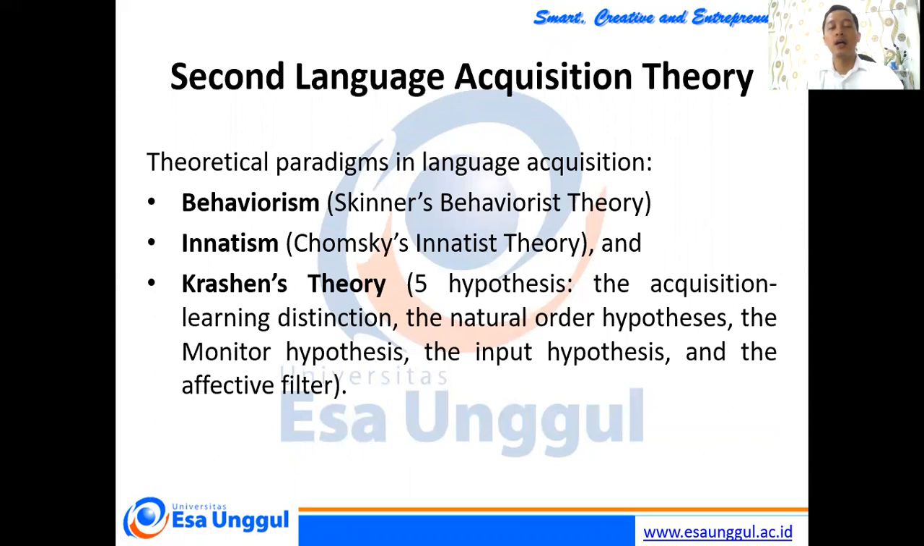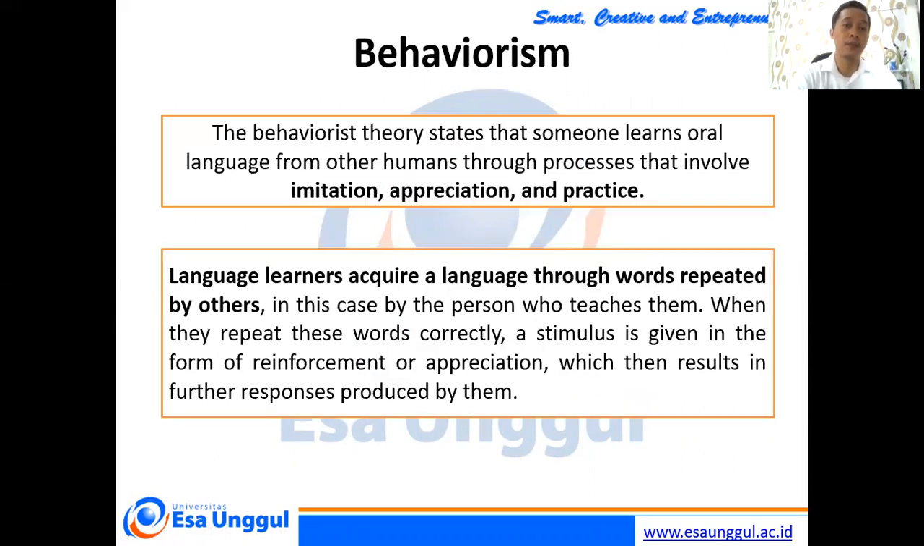We're going to be studying three theoretical paradigms in language acquisition. Number one is behaviorism, Skinner's behaviorist theory. Then innatism, or Chomsky's innatist theory, and Krashen's theory, which has five hypotheses: the acquisition-learning distinction, the natural order hypothesis, the monitor hypothesis, the input hypothesis, and the affective filter. Now, let's start from behaviorism.